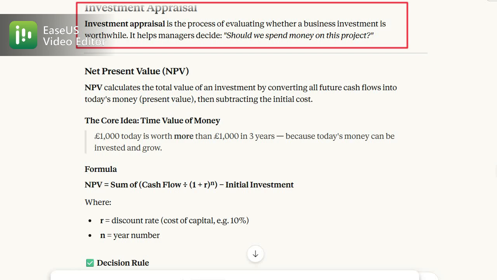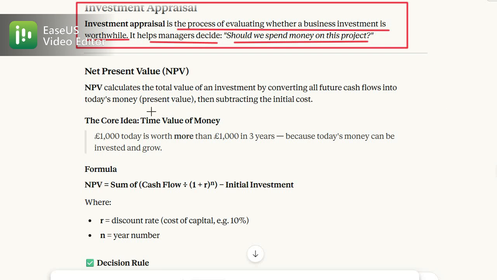The two most common tools you will use are net present value, which we call NPV, and the internal rate of return. Investment appraisal is the process of evaluating whether a business investment is worthwhile, and it helps managers decide, should we spend money on this project? I have told you that we have two common tools: the first one is NPV, net present value, and the second one is internal rate of return.